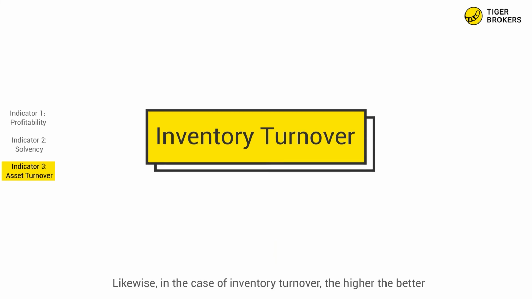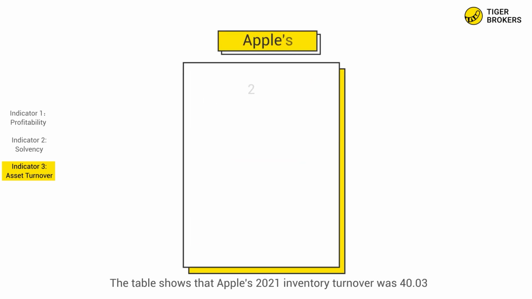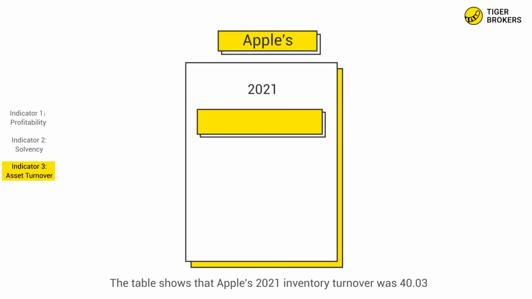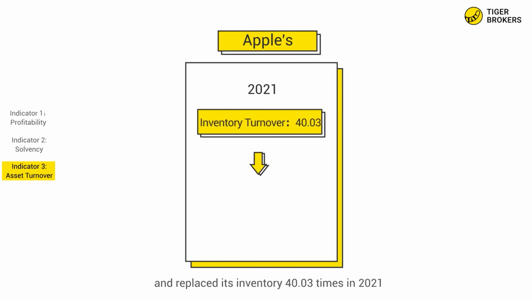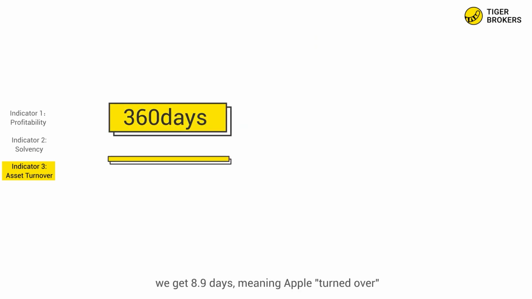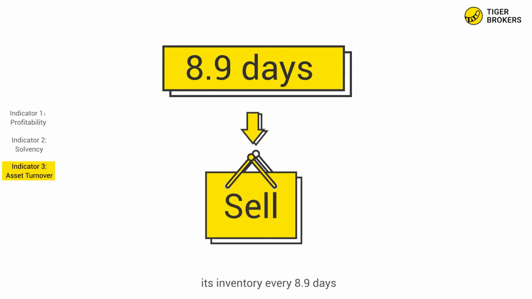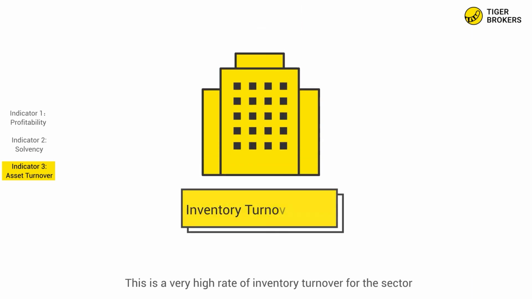Likewise, in the case of inventory turnover, the higher the better. The table shows that Apple's 2021 inventory turnover was 40.03, which indicates that the company sold out and replaced its inventory 40.03 times in 2021. If we divide 360 days by 40.03, we get 8.9 days, meaning Apple turned over its inventory every 8.9 days. This is a very high rate of inventory turnover for the sector.